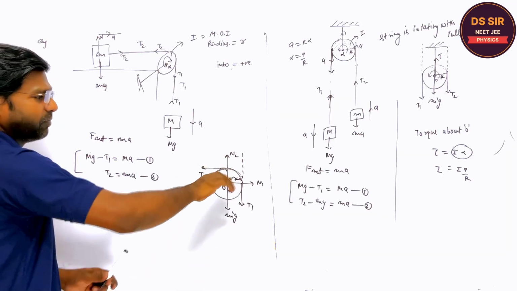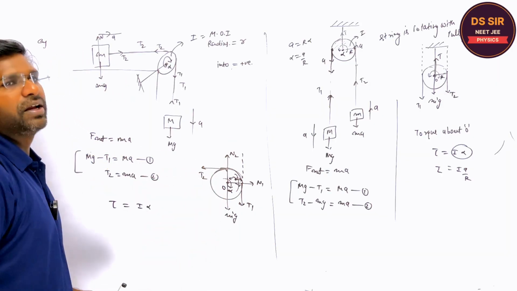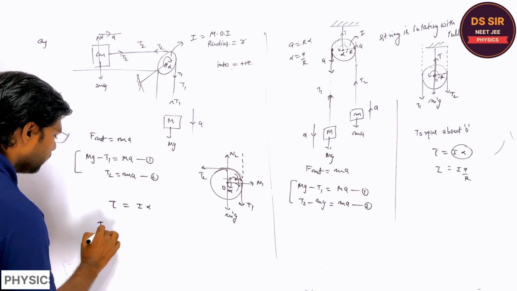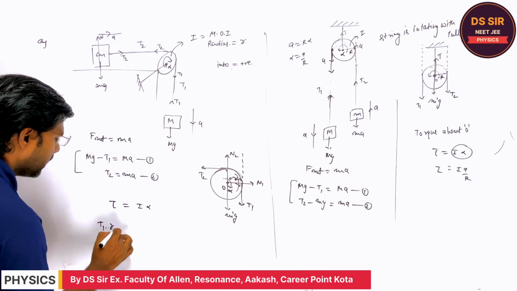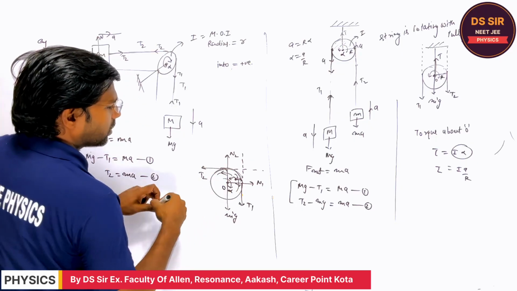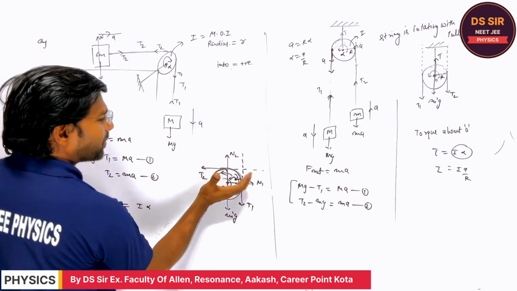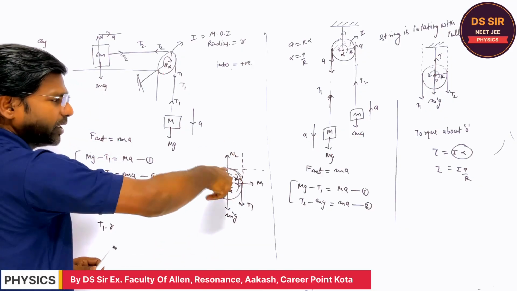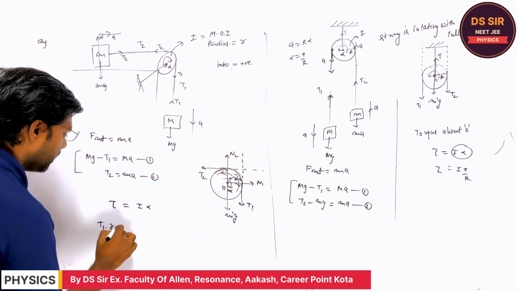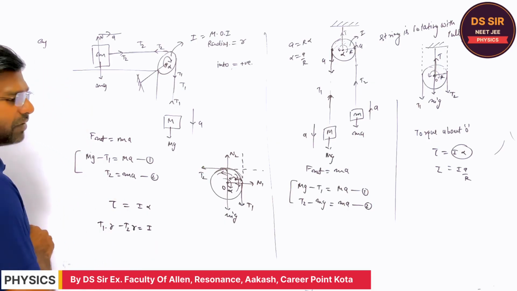Plus. Why is it plus? Because its torque is along the direction of the alpha, right? So T1 into R. And what is the torque of this? The torque is minus T2. It is the preventing torque, it is the opposing torque. Minus T2 into R is equal to I into alpha.